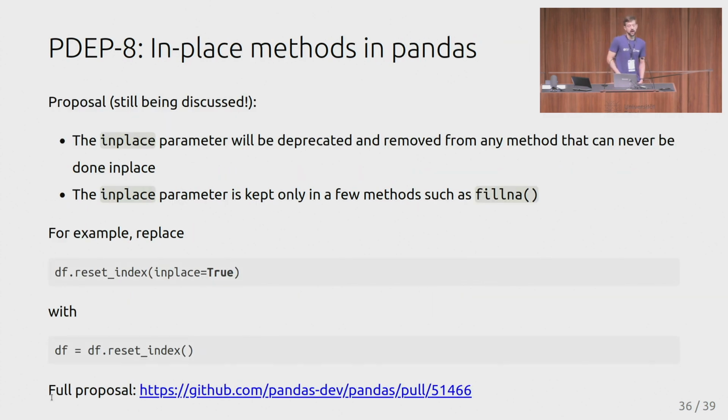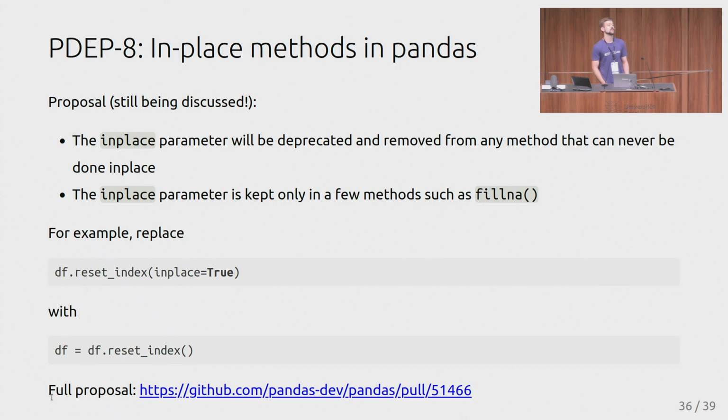The next PDEP, and this one's currently under discussion, has to do with the inplace parameter in various Pandas methods. I think a lot of users are very surprised when they set that inplace parameter to true, they don't actually see any performance benefit for a lot of the methods. And the reason is on a lot of methods Pandas can't actually do the operation in place. And so they really don't provide any performance benefit and instead just confuse users. And so the proposal for this one is, for any method that can't actually be done in place, deprecate the inplace parameter and then remove it come the next major release of Pandas.